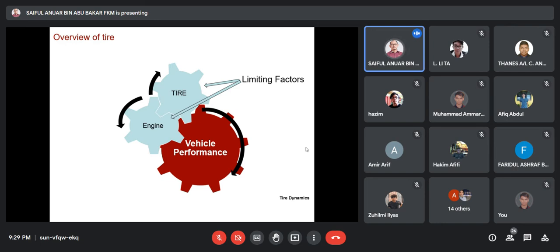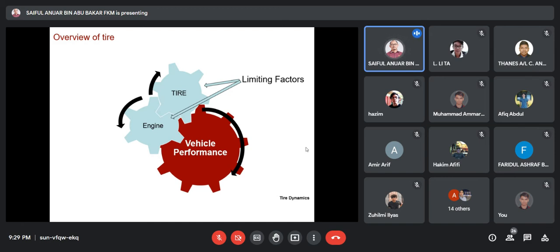Or it's going to wear faster, and if the tire wears faster, it means they need to stop regularly at the pit stop to change the tire. And let's say they have a very good tire, but the engine is not as powerful as the other top vehicle manufacturers in Formula One, same thing, they're still not going to win the race. So vehicle performance depends on these two things, engine and tire.